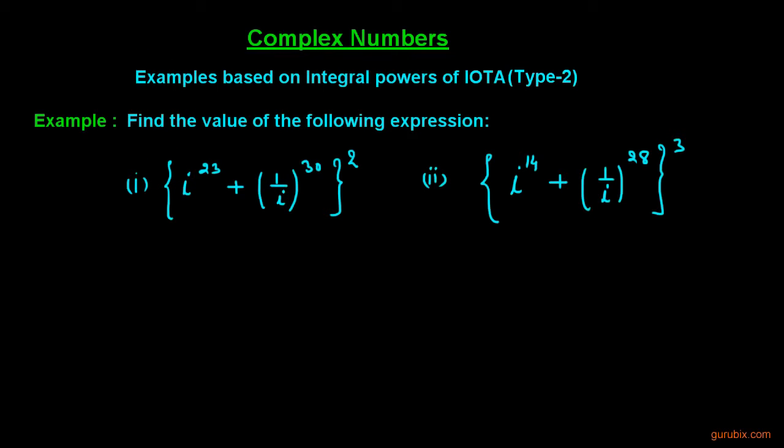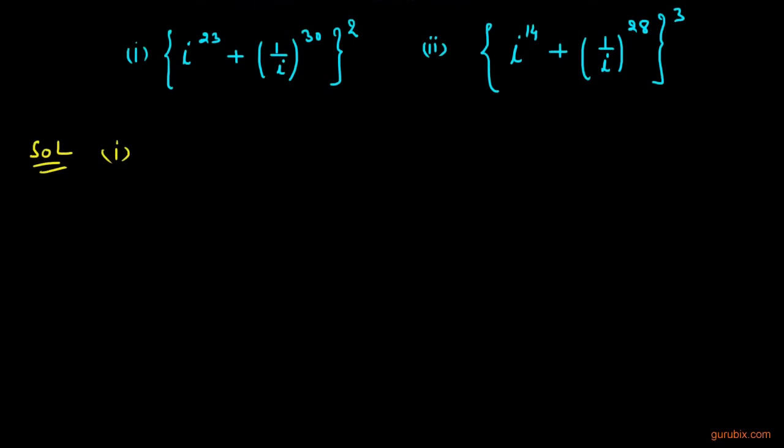Welcome friends, here are another examples based on integral power of iota, and we have to solve these two examples. So let us start with part 1. In part 1 we are given an expression that is iota raised to the 23rd power plus 1 over iota raised to 30th power, and this whole value raised to second power.